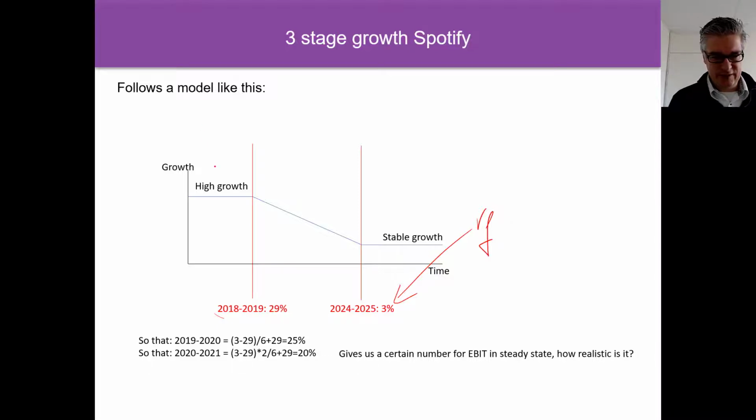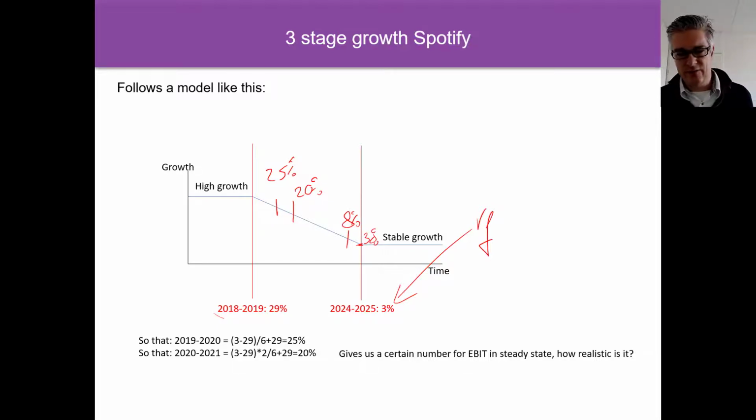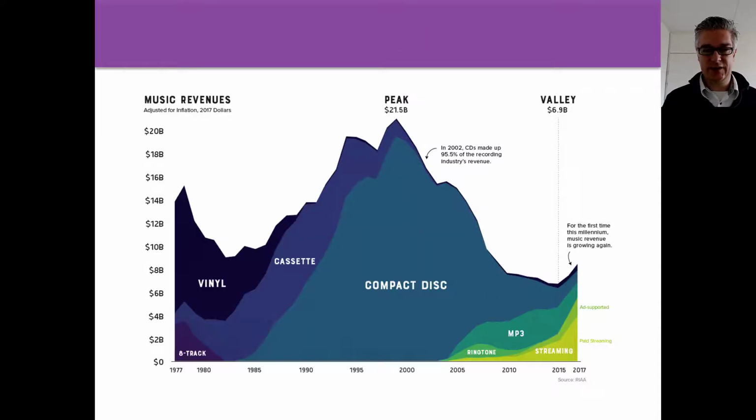Well, that means that intermediately, so here I'm going to have something like 25% growth. In 2021, I'm going to have something like 20% growth, etc., all the way down to, let's say, 8%, and then here it's going to be 3%. And then we can calculate, hey, what are the revenues? Of course, once we obtain those revenues, we can ask ourselves, but is this revenue number realistic?